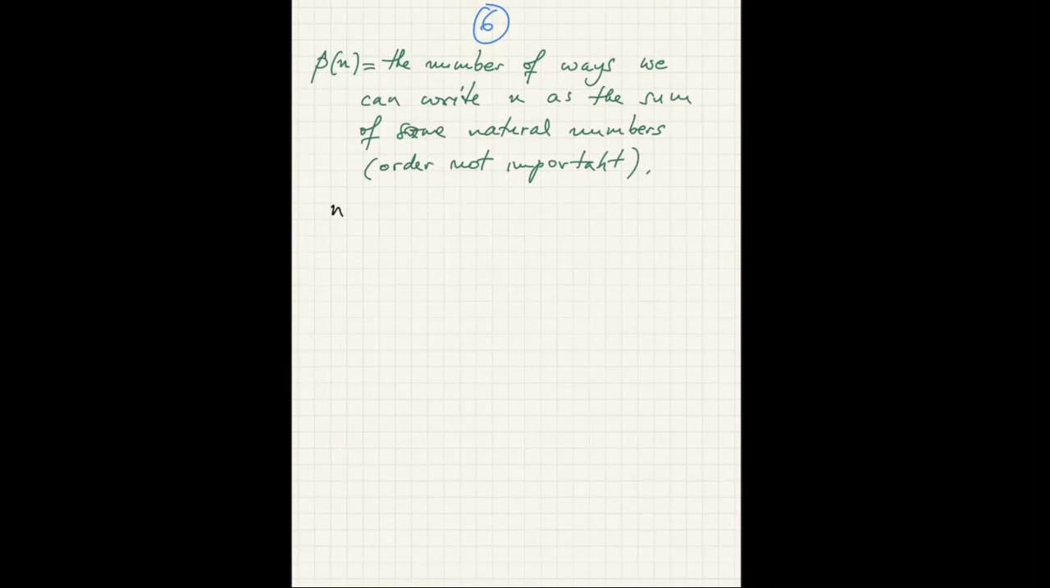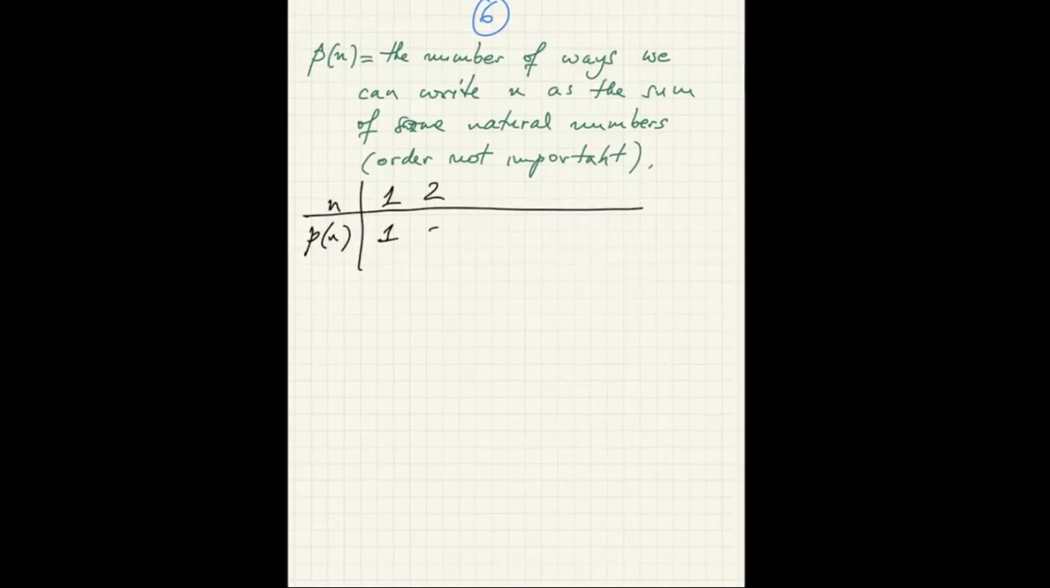So let's see some examples. So n, Pn. When n is 1, 1 is 1, so that's one way. N equals 2, you can write 2 as 2, or you can write it as 1 plus 1, so there are two ways.